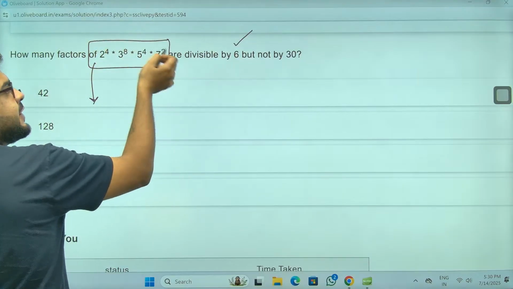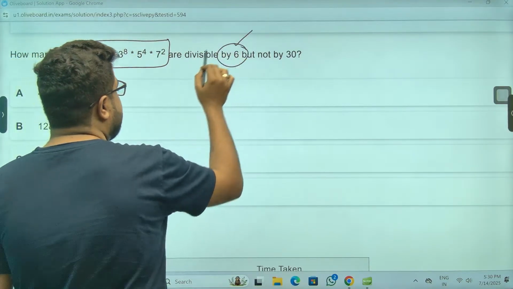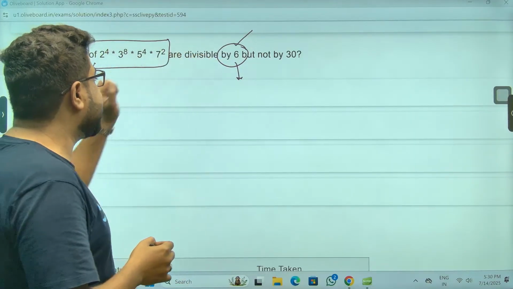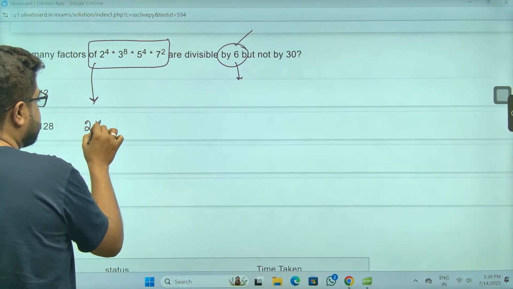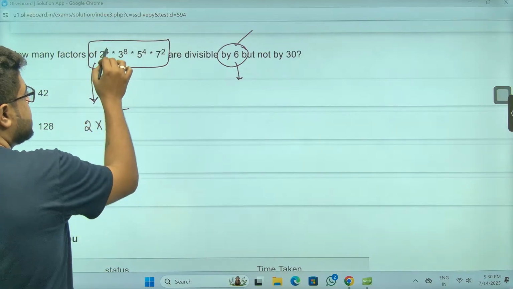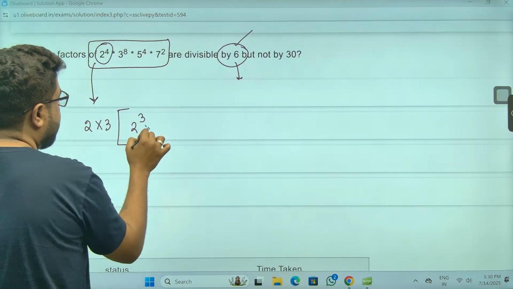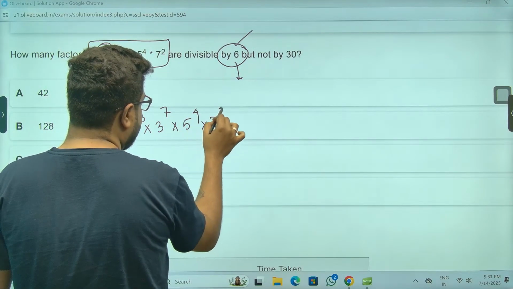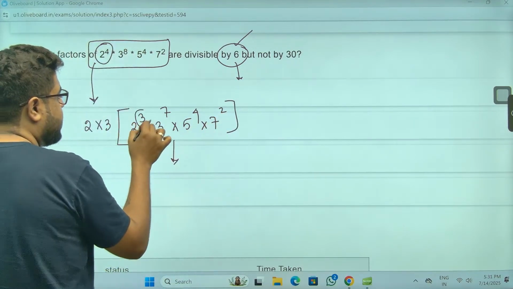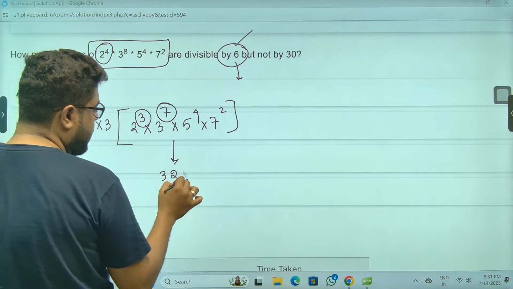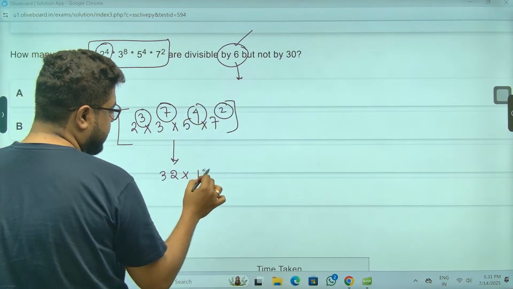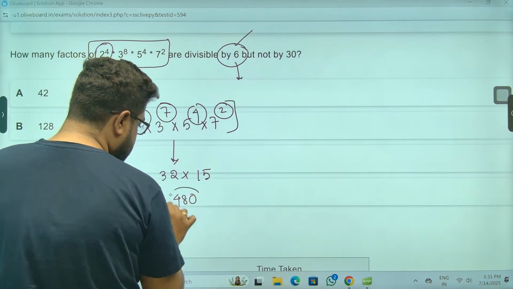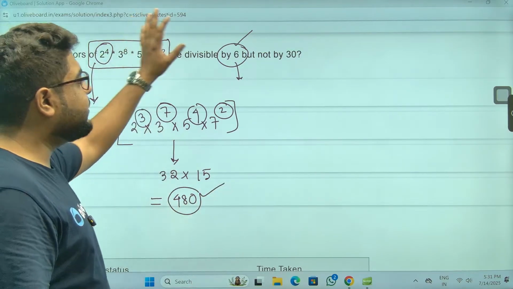Divisible by 6 means, like I told you in the bouncer concept, I have to make 6 my bouncer. 2 into 3 is the bouncer. So reduce 2 cube by one, reduce 3 by one, and the rest remains. Number of factors: 4 into 8 is 32, into 5, into 3 is 15. So 32 times 15 is 480. These 480 factors are divisible by 6.